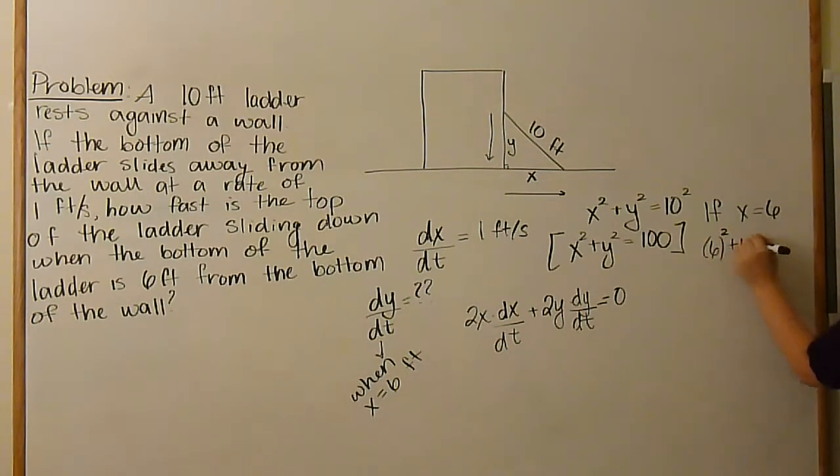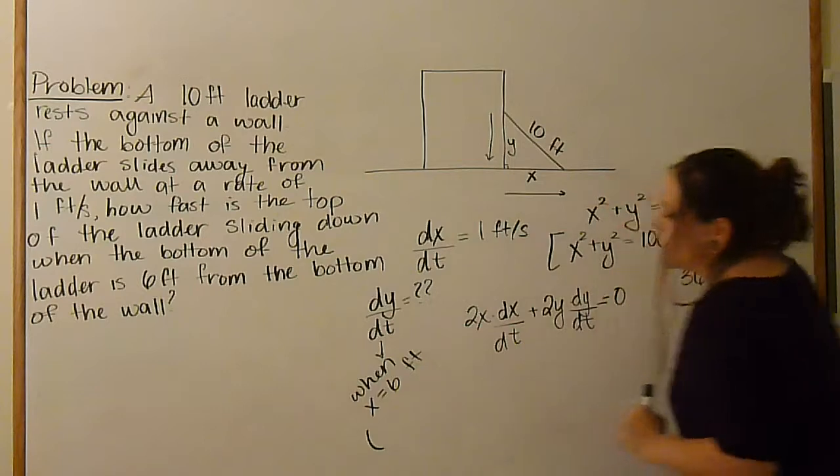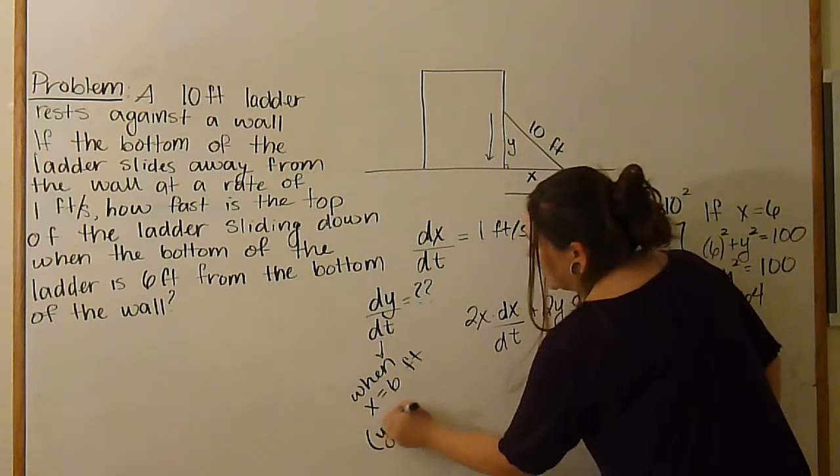6 squared plus y squared equals 100. And solving this equation, we should be able to get what y would be at the instant where x is 6. So, subtracting 36 from both sides, we get y squared is 64. We take the square root of both sides, and really we should say y is plus or minus 8, but since y represents a length or a height, we can eliminate the negative number, and so we can say y is 8. So at the moment where x is 6 feet, we have that y is 8 feet.